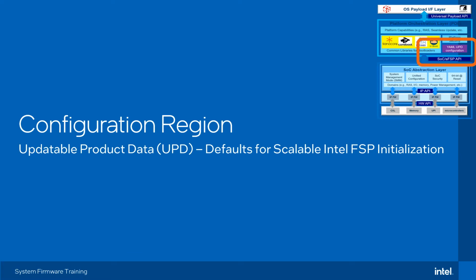One of the most important features of the USF is the capability to have customizable configurations based on a platform and/or customer's needs. The configuration region is specified as part of the Intel FSP spec and is a data structure called the Updatable Product Data, UPD, containing default parameters for FSP initialization. This overview will discuss the characteristics of the configuration data.